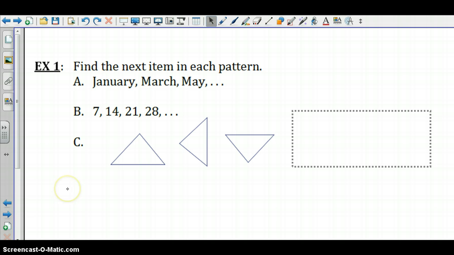Example 1. We need to find the next item in each pattern. You'll notice a pattern here. Please take a few moments, pause the video if you need to, but try and do example 1, A, B, and C. Now, if you're ready to continue, let's see what observations we have.